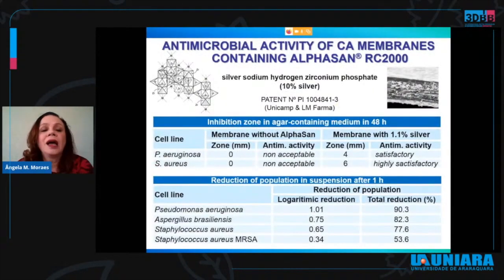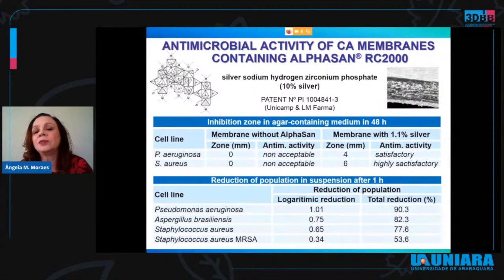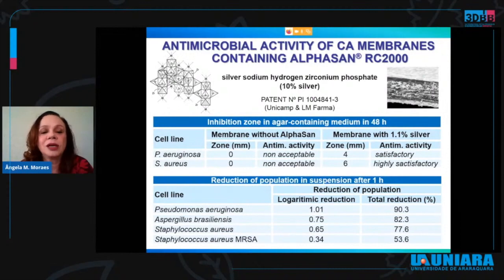And we did that. We just added to the membranes a compound that is shown here. It's a very complex compound that releases slowly silver ions that are bactericidal. This compound is called Alphasan RC2000, and it is a silver sodium hydrogen zirconium phosphate. It contains about 10% silver. We developed this work in a partnership with a company here in Brazil, LM Pharma, from São José dos Campos.